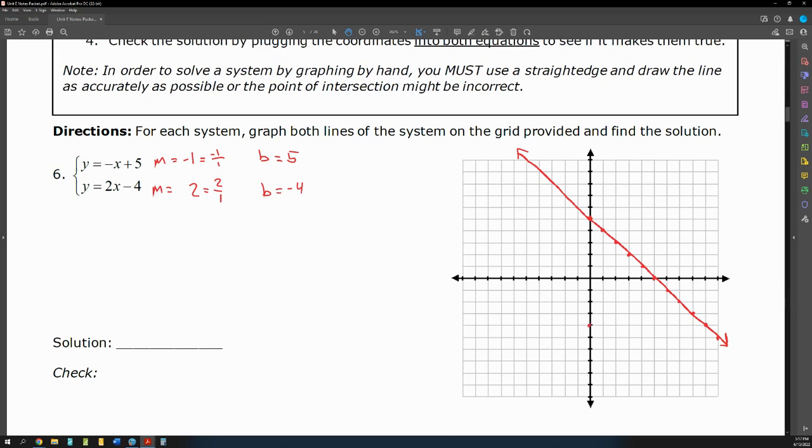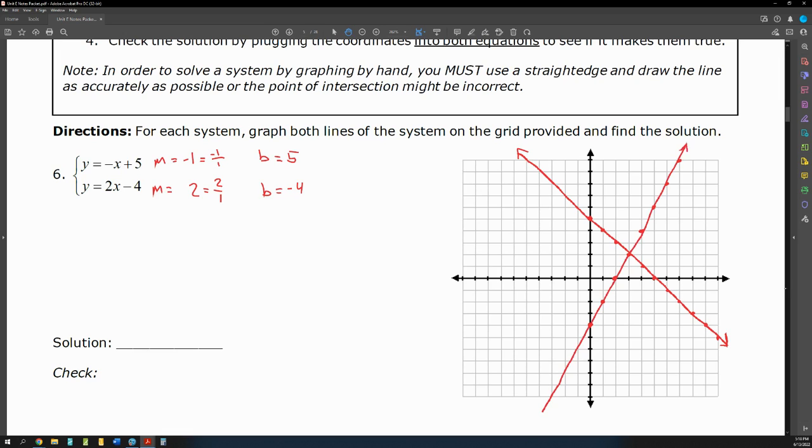So we start by plotting our y-intercept, (0, negative 4). And we use our slope, 2 over 1, to plot more points. So here we'll go up 2 and to the right 1, up 2, right 1, up 2, right 1. And again, plot as many points as you can. So I'm going to go ahead and sketch this graph here. Use your straight edge.